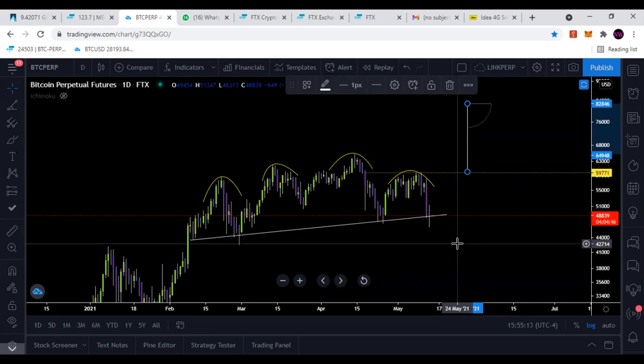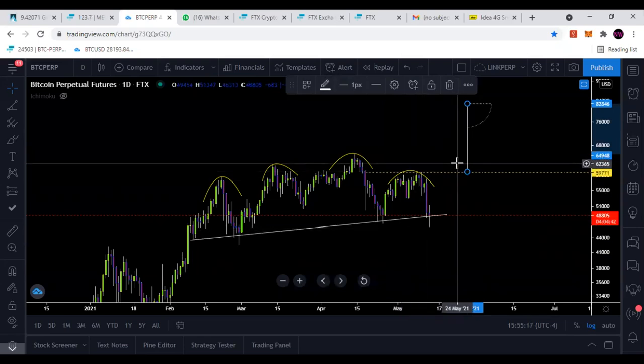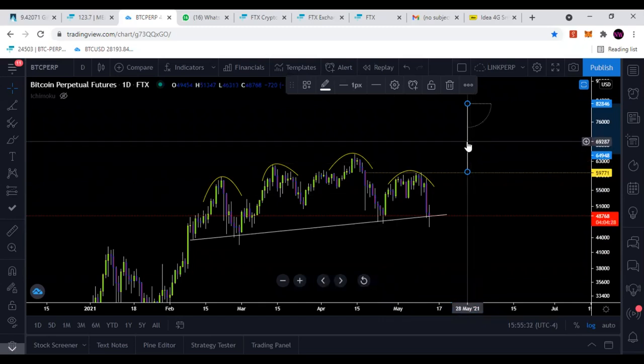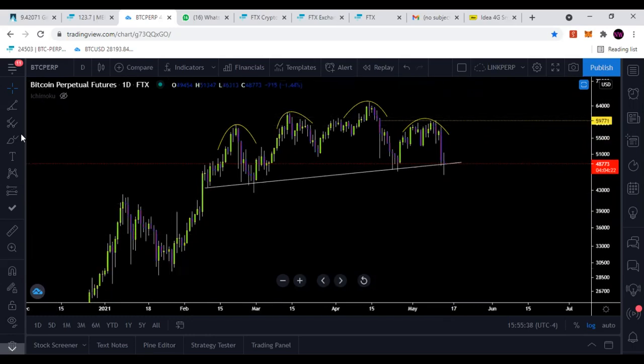So we need to be very careful. Wait for the break to the downside or wait for the break to the upside. It will give you, let me say, 60 to 70% chances that the price will continue to push higher. And don't forget, this reversal to the upside is called the bullish continuation chart pattern. So don't confuse yourself with that.